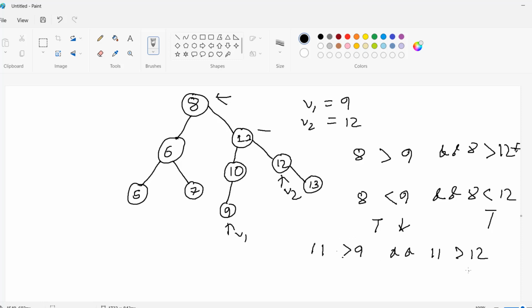Condition true. 11 is greater than 12? No, it's not, so it is false. It will not go inside this if condition. Now the next one. What is the next?